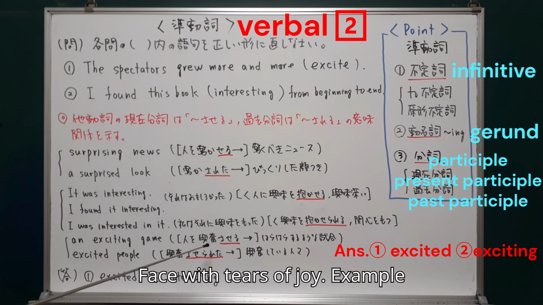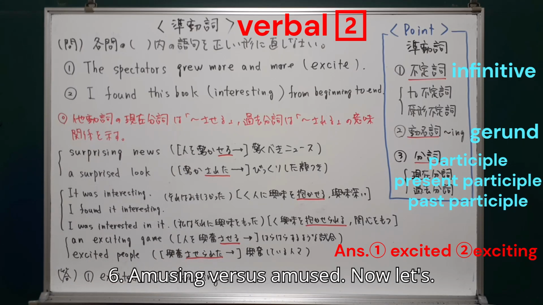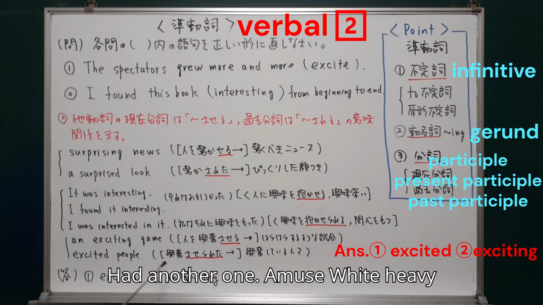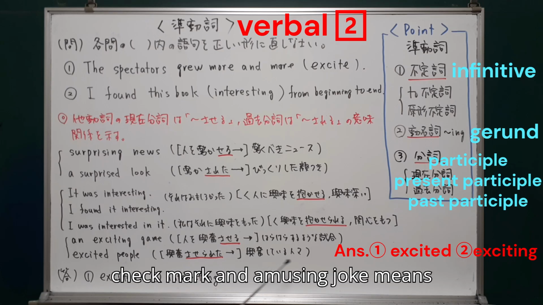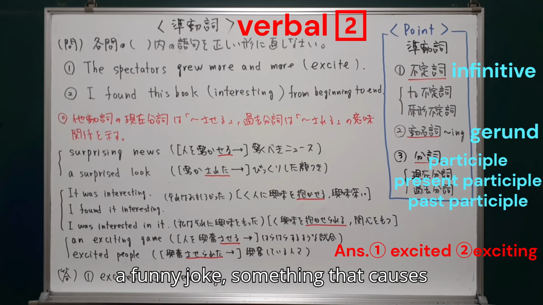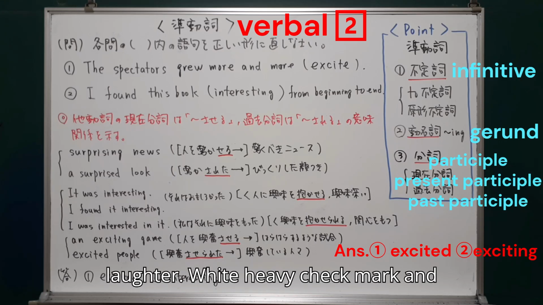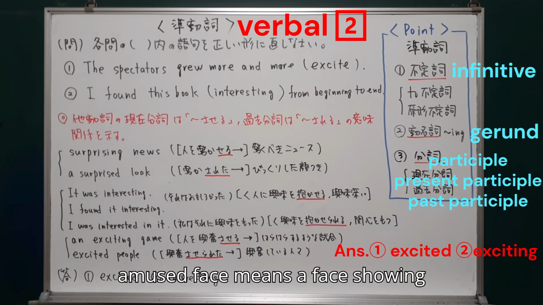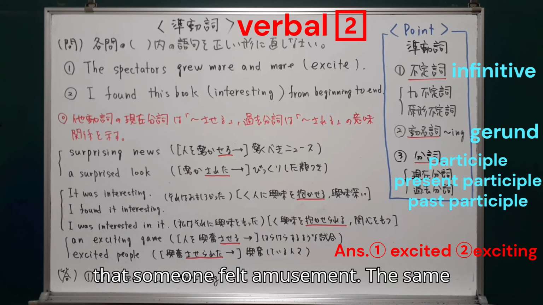Example 6. Amusing versus amused. Now let's add another one. Amuse. An amusing joke means a funny joke, something that causes laughter. An amused face means a face showing that someone felt amusement. The same rule still works.